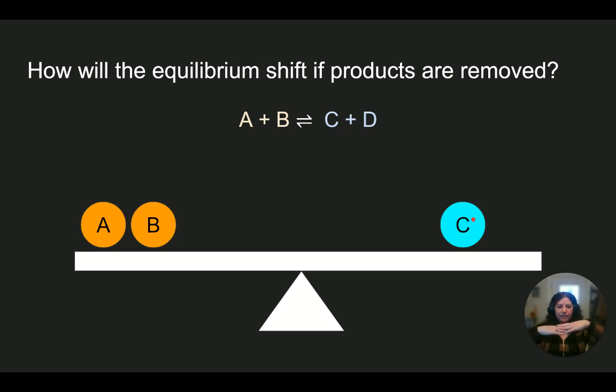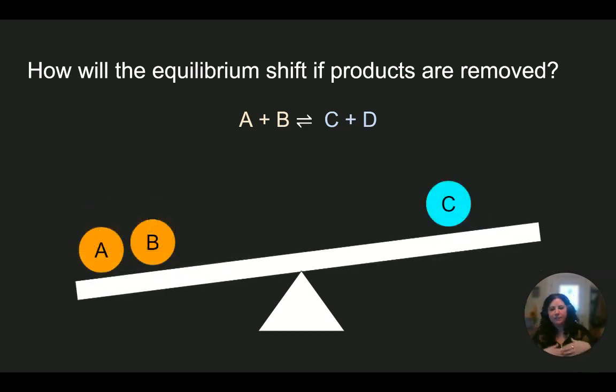If it wasn't balanced and we took stuff away from the products, how's it going to shift? Now the reactants are going to be heavier, right? So it's going to shift this direction. So that was our change.